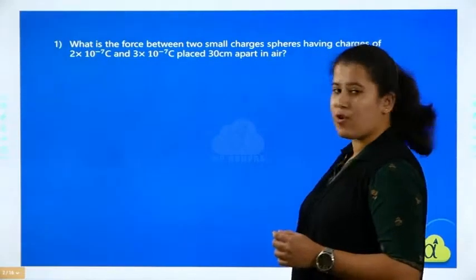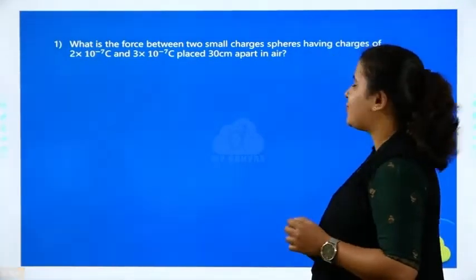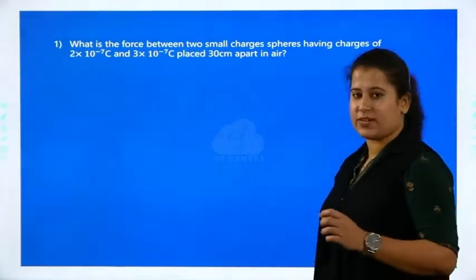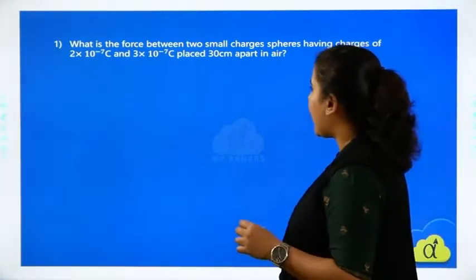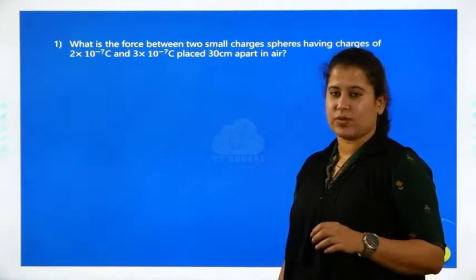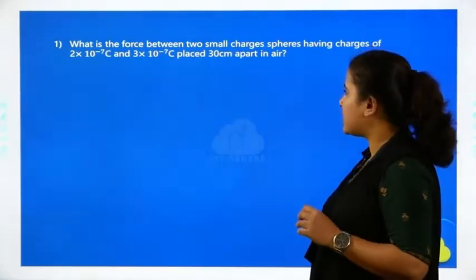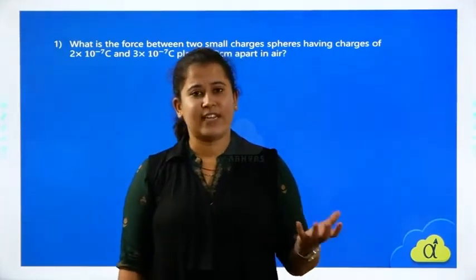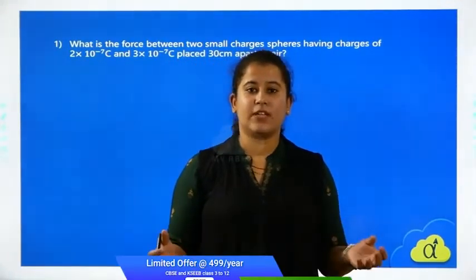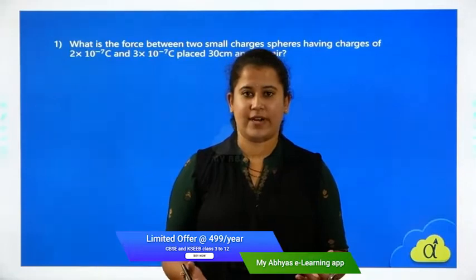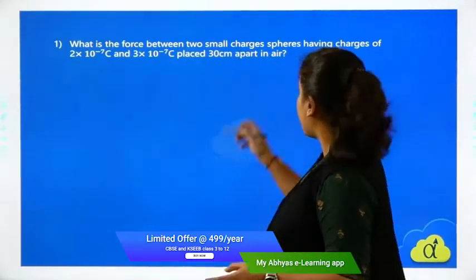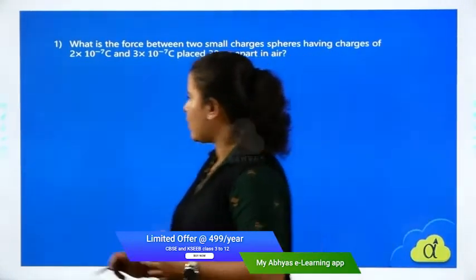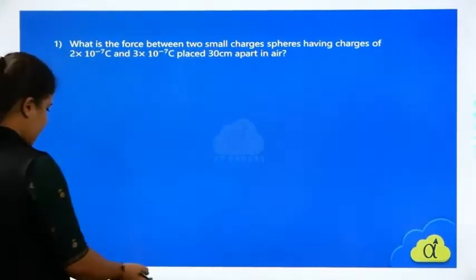So we'll start with the first problem. What is the force between two small charged spheres having charges of 2 into 10 raised to minus 7 coulomb and 3 into 10 raised to minus 7 coulomb placed 30 centimeter apart in air? So I have to find the force. The relation which gives me the force is nothing but Coulomb's law, right? Here I have got two charges and also the distance they have given.